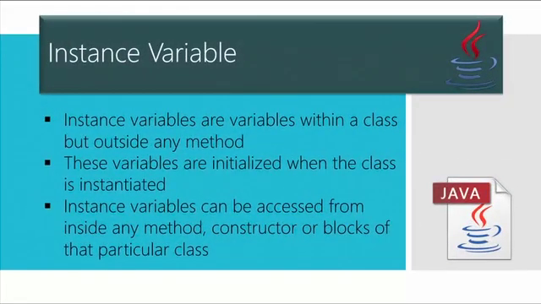The instance variables are variables within a class, but outside any method. And these variables are initialized when the class is instantiated. Instance variables can be accessed from inside any method, constructor, or blocks of that particular class. So importantly here is just to understand that instance variables stay outside of methods.